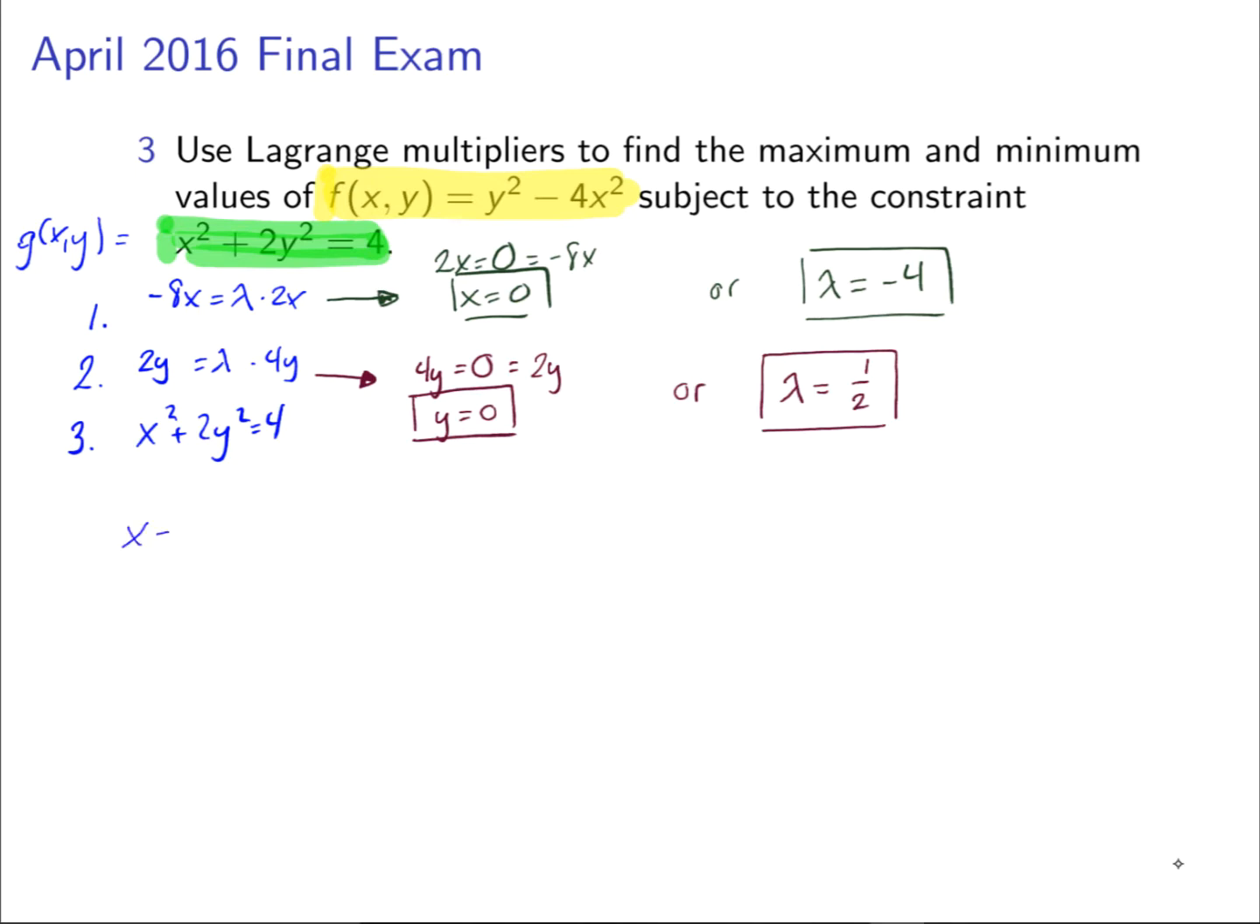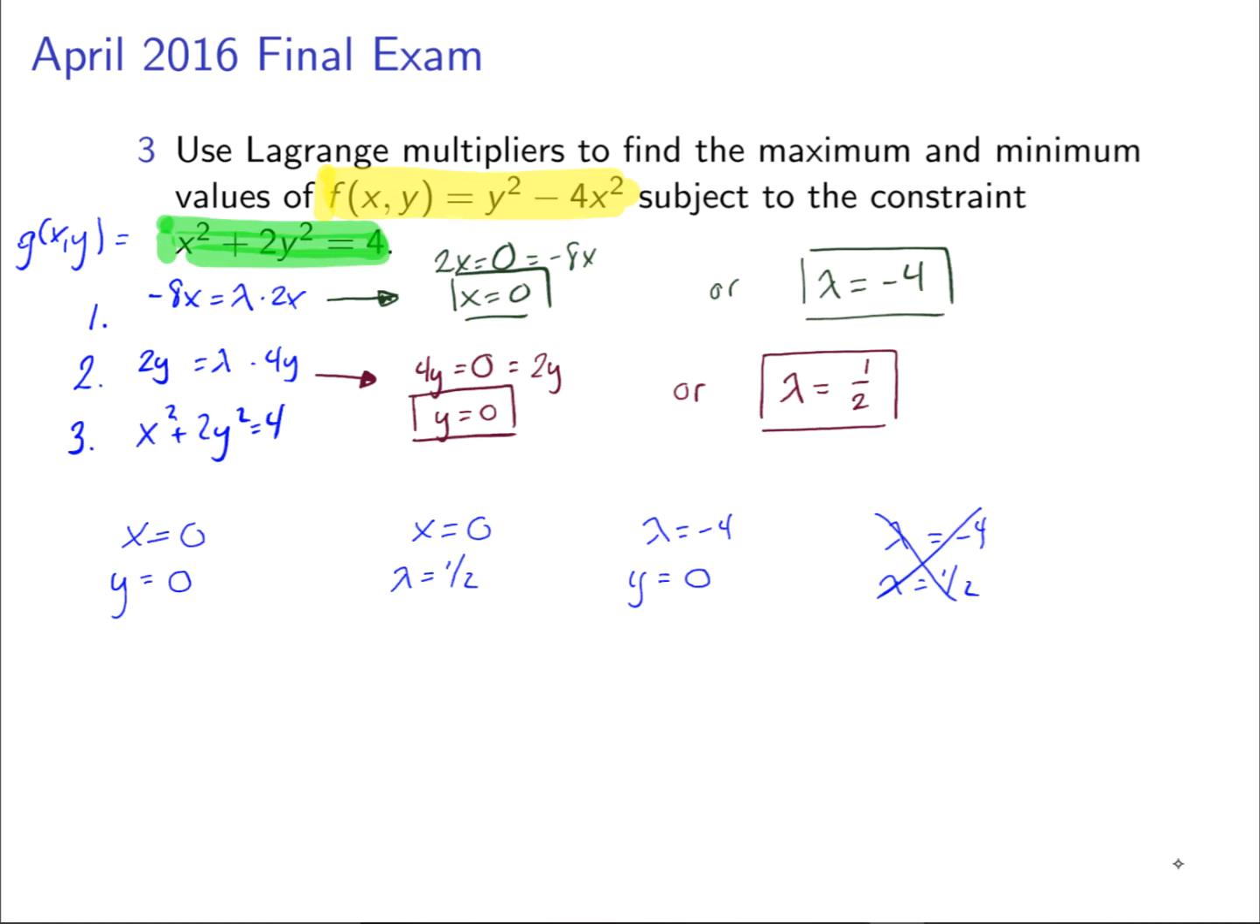If x is equal to 0, then the first equation is true. In order for the second equation to be true, it could be the case that y equals 0, or it could be the case that lambda is 1/2. If x is not equal to 0, then lambda must be minus 4. That makes the first equation true. Then if y equals 0, that makes the second equation true. If I try and let lambda be 1/2, this is not allowed. My lambdas have to be the same, so this fourth scenario doesn't happen.